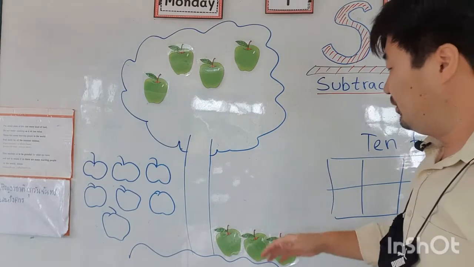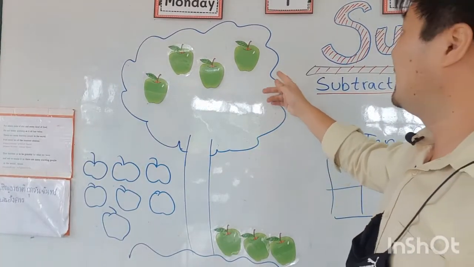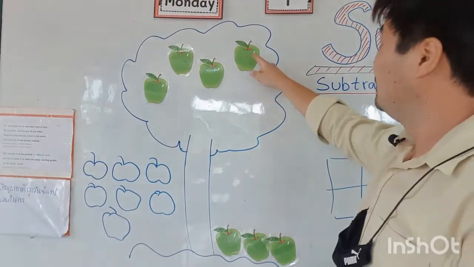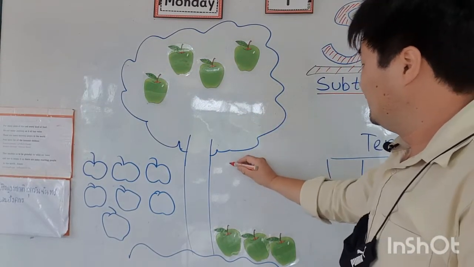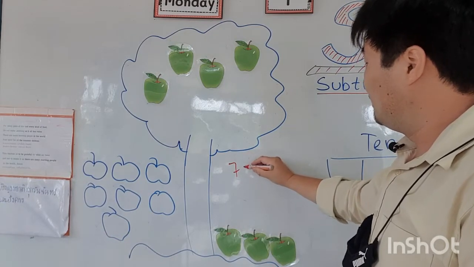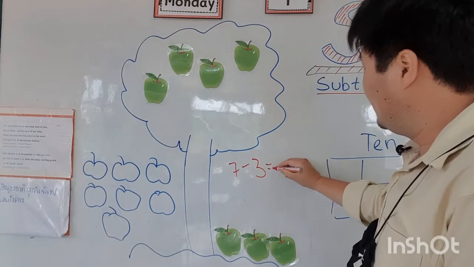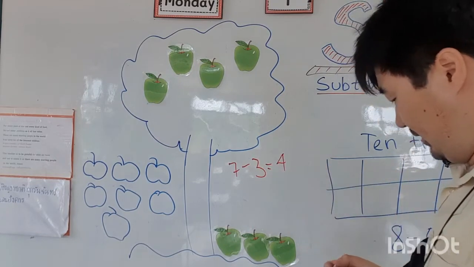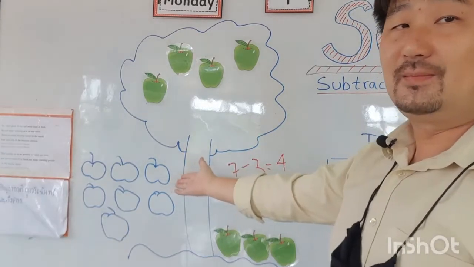So if you can take away pictures like I just did, then you can just count the number of apples left. 1, 2, 3, 4. So you have 7 apples minus 3 fell down equals 4. But you can also do it like this.